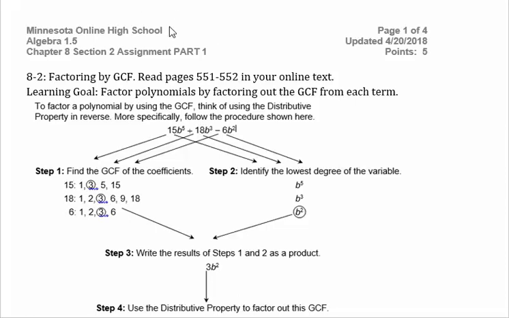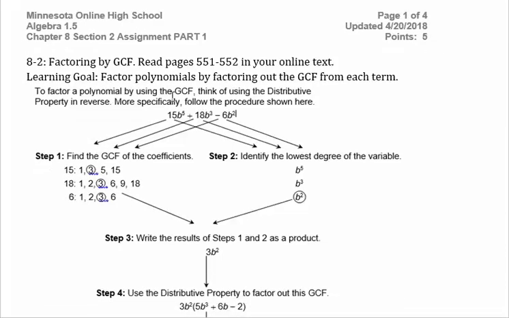In this video, we're going to learn more about factoring by the greatest common factor. We will spend a couple different days on this assignment, so there's two worksheets. In this one, we're going to factor polynomials by factoring out the greatest common factor from each term.